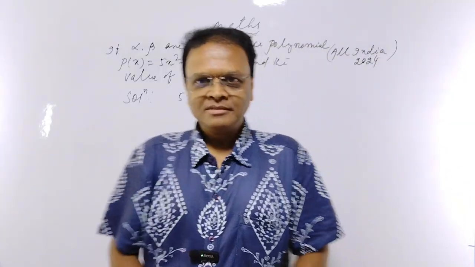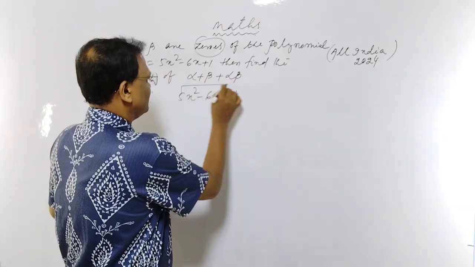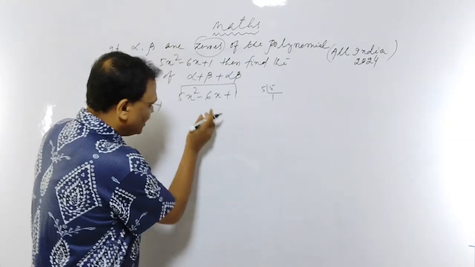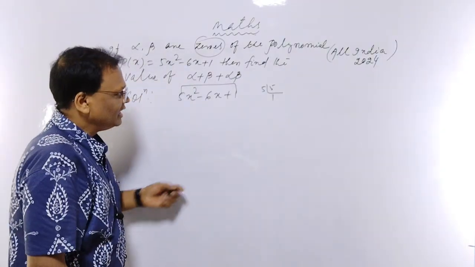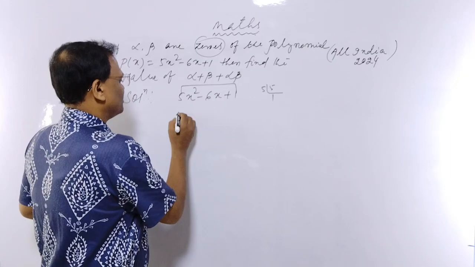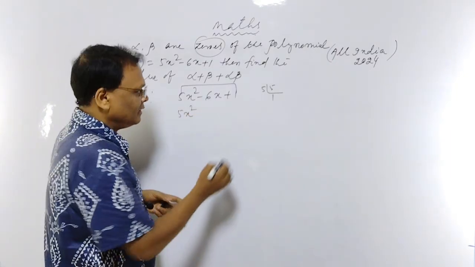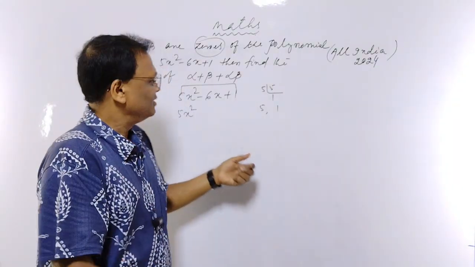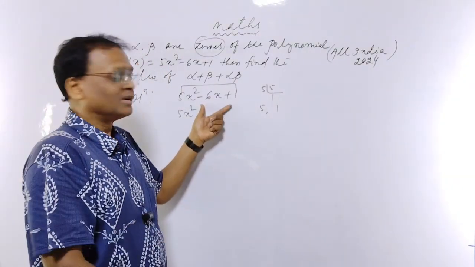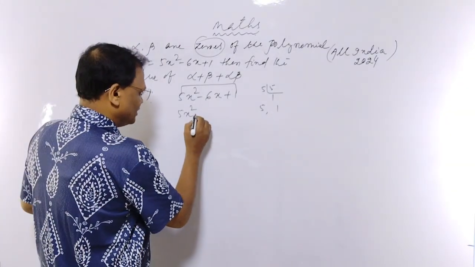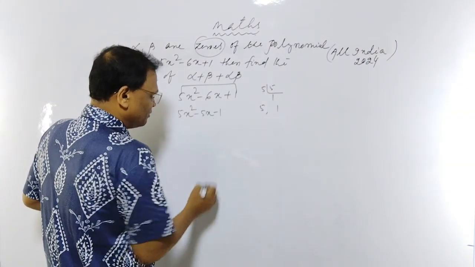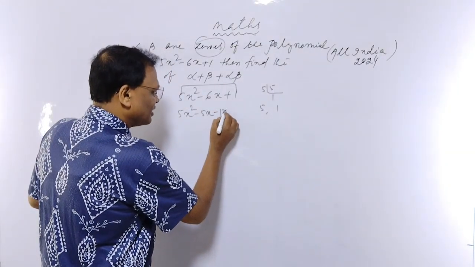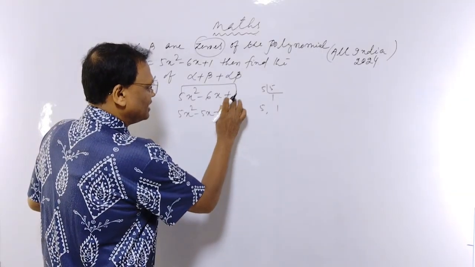So I have to split now. This 5 ones are 5. So now I can split this 6 in terms of 5 and 1. So write 5x square. This 5 and 1, if I write minus 5 and minus 1, then definitely I'll get minus 6. So instead of this one, let me write minus 5x minus 1x, or you can write only x also, plus 1 as it is.